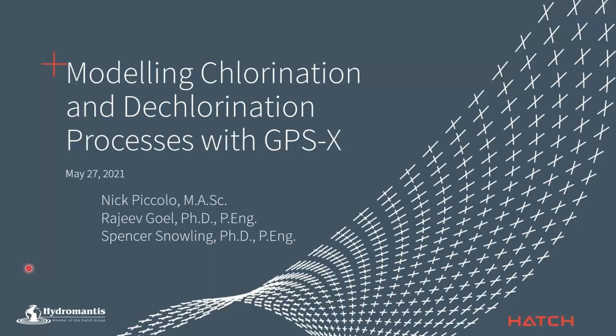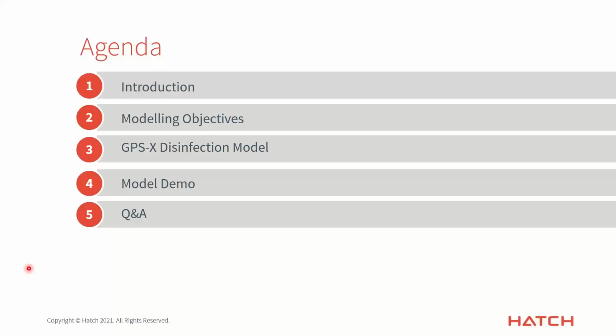So yeah, as Spencer said, today we're going to be talking about modeling chlorination and dechlorination processes with GPSX. So I'm just going to start by going over the agenda of the presentation. I'm going to give a brief introduction to chlorination and what we do in GPSX and basically why chlorination is important. Then I'm going to talk about our modeling objectives. So basically just some key disinfection and chlorination processes that we wanted to capture in the model and the key outputs that we wanted the model to produce.